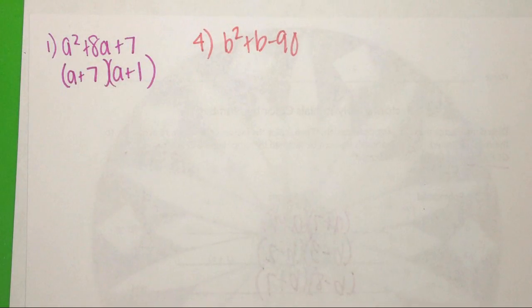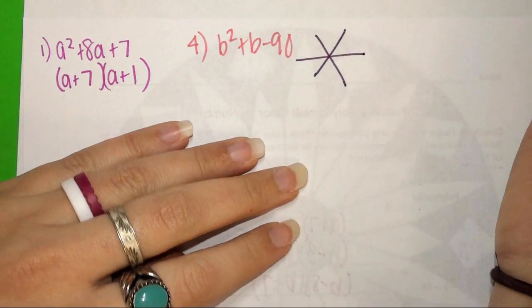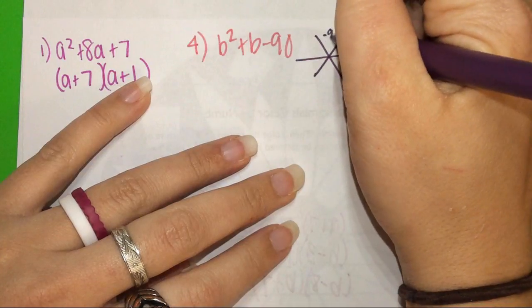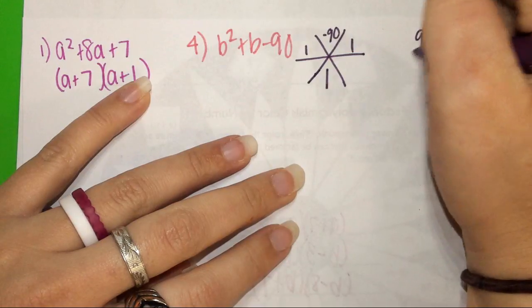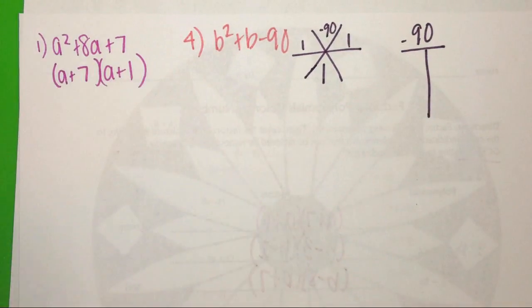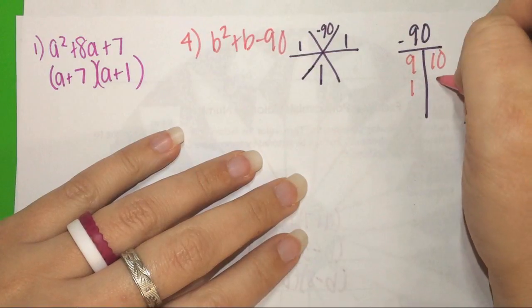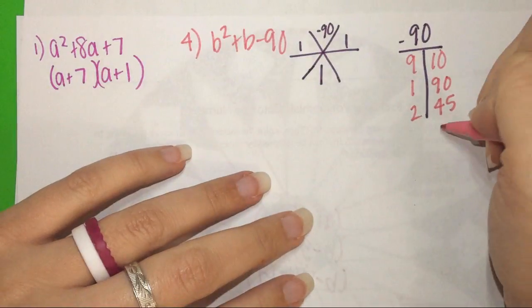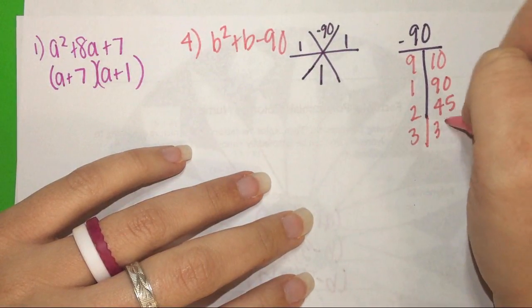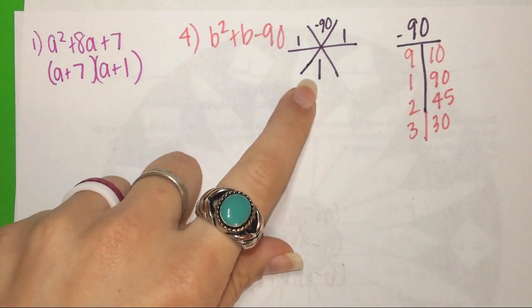Is everybody ready? You draw a star. What number goes in the top? Negative 90. What goes in the bottom? And then 1 and 1. Now we're going to come over here and we're going to list all the multiples of 90. 9 times 10. Is there anything else that you can think of? 1 and 90. And 2 and 45. Now let's stop there and see if we can find the one that we're looking for.